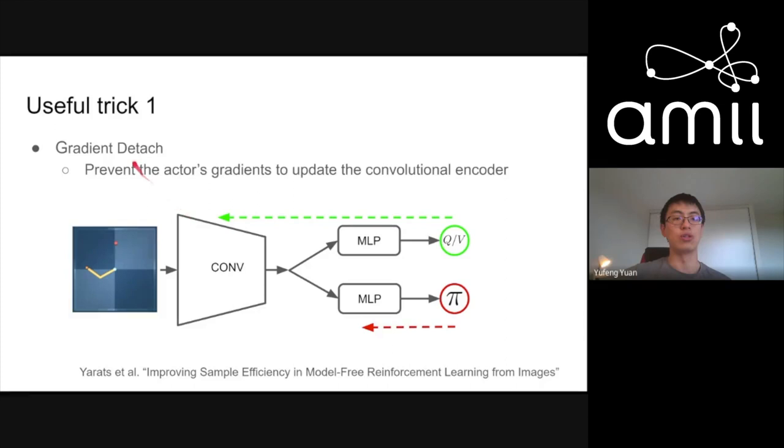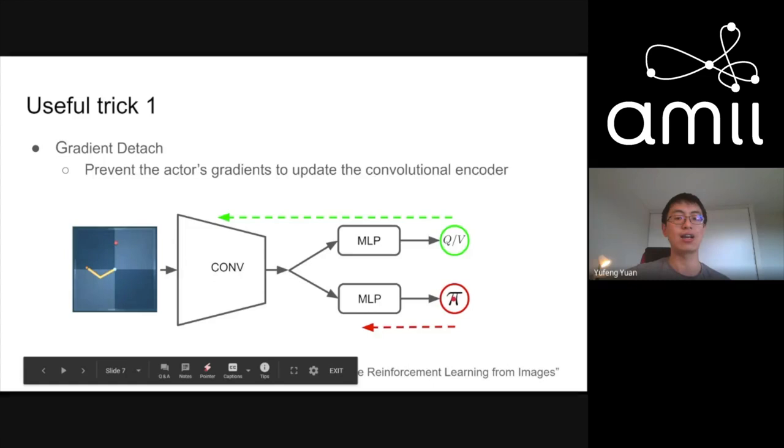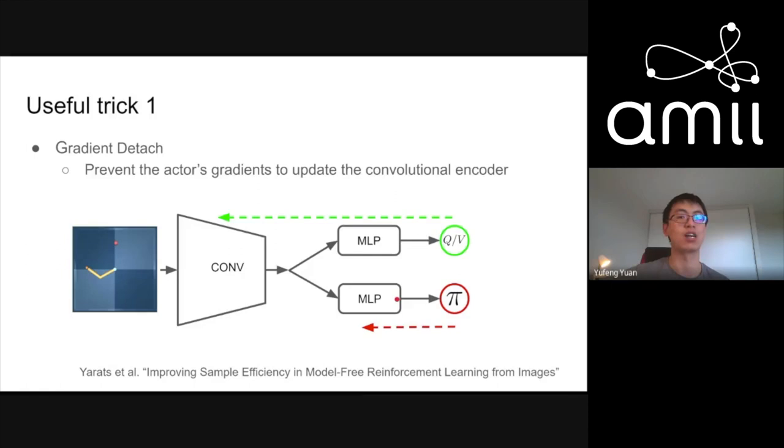So the idea of gradient detach is that the gradient from the critic loss will be used to update the weights of its own MLP part as well as the convolutional part. But the actor loss will only be used to update its own MLP part, which means that the actor loss doesn't update the convolutional part. Although this is pretty empirical, I think the intuition behind this is that the way the critic learns is more similar to the paradigm of supervised learning, because we form some kind of target and do regression towards that target, which might make the critic learning more stable than the actor learning.